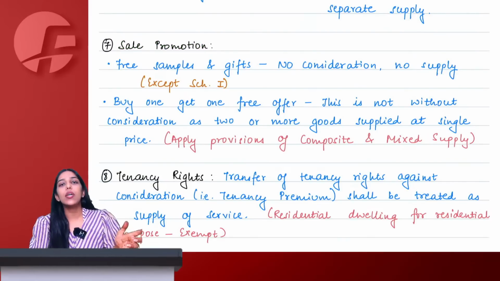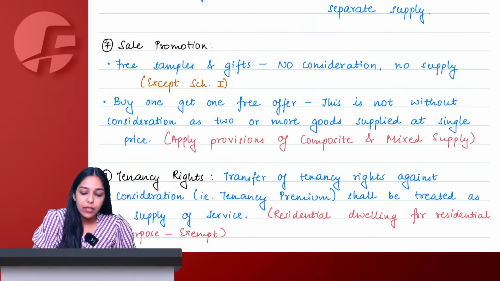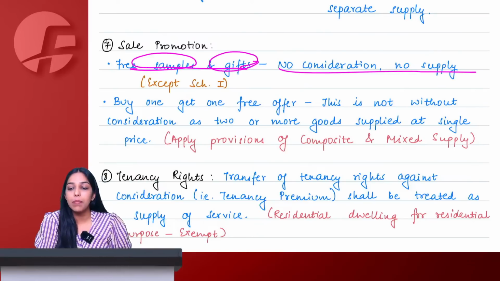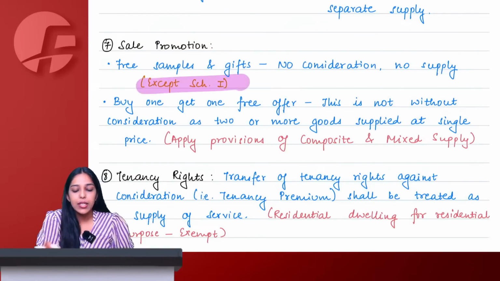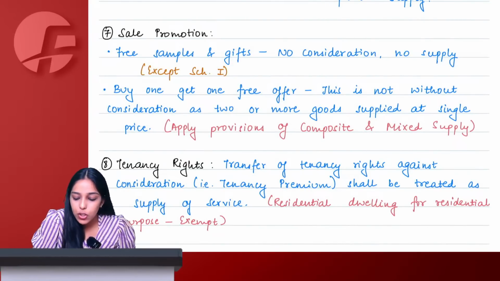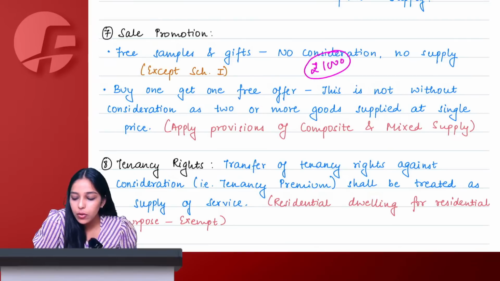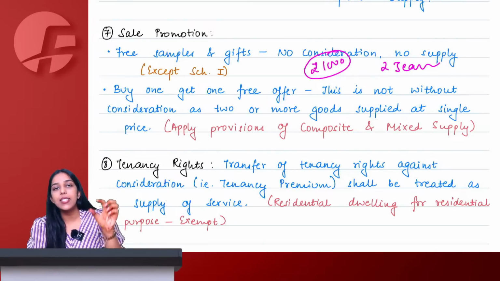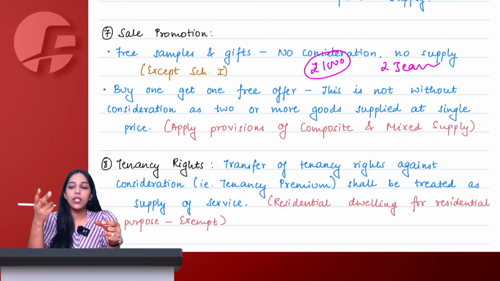Very simple. No consideration, no supply. If you are giving free sample, free gift to someone, it is no consideration, no supply unless it falls in schedule 1. That you always have to see. But if there is a buy one get one offer, which means you pay 1,000 rupees and you get 2 jeans. Normally 1 jeans is for 1,000, but there is a buy one get one offer, so you pay 1,000 and you get 2 jeans.